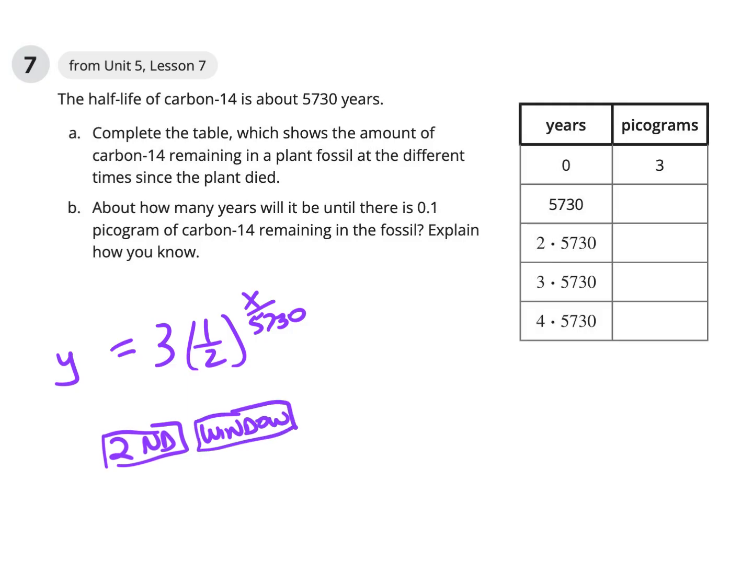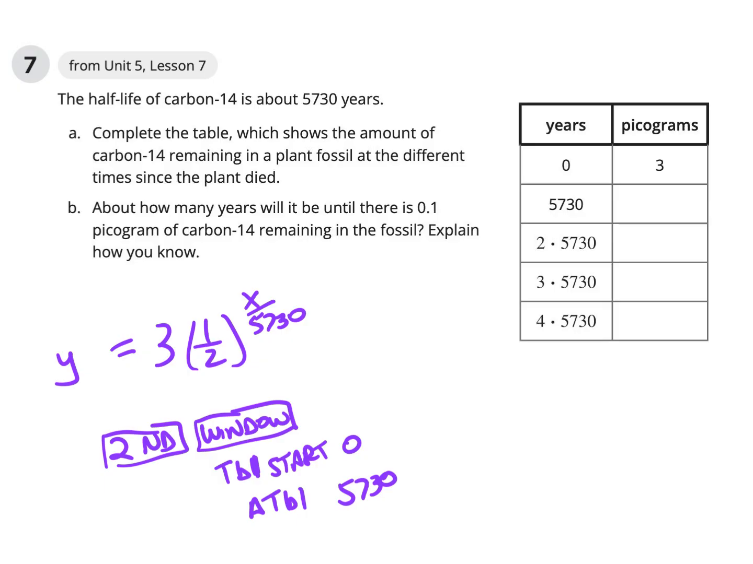We're going to scroll down. Table start. Make sure that's 0. That's the first line, says table start. That's the start of the table. We always want to start our table at 0. We can always go up and down from 0. Now the second line is delta table. That means the change in the table. We want to change this to 5730.